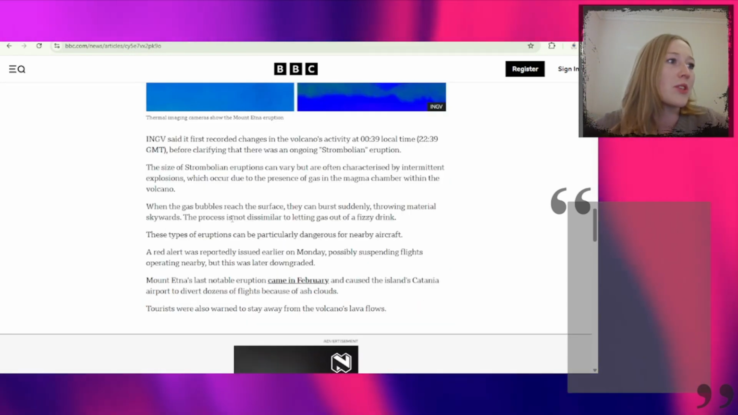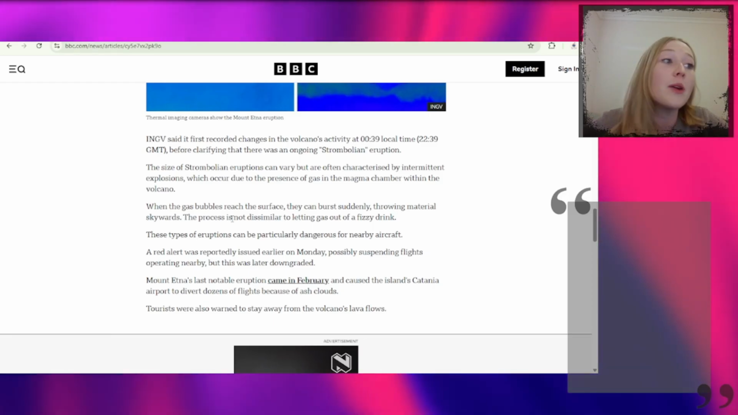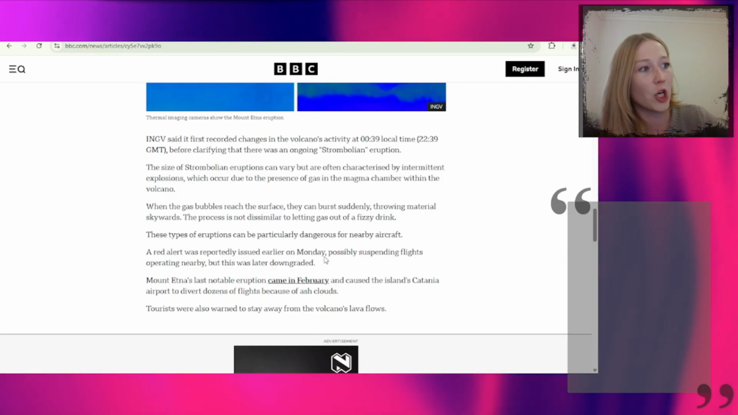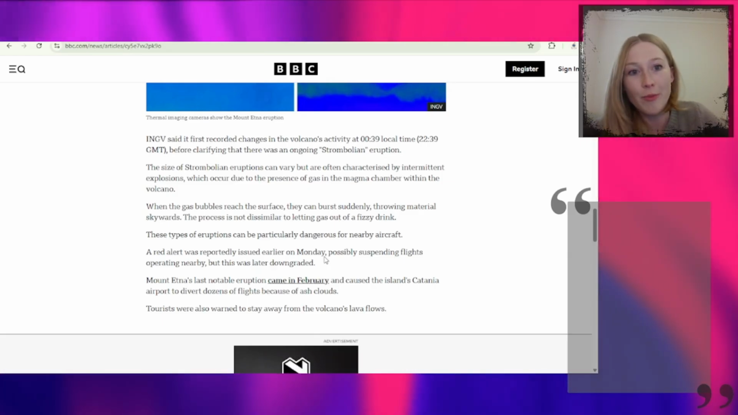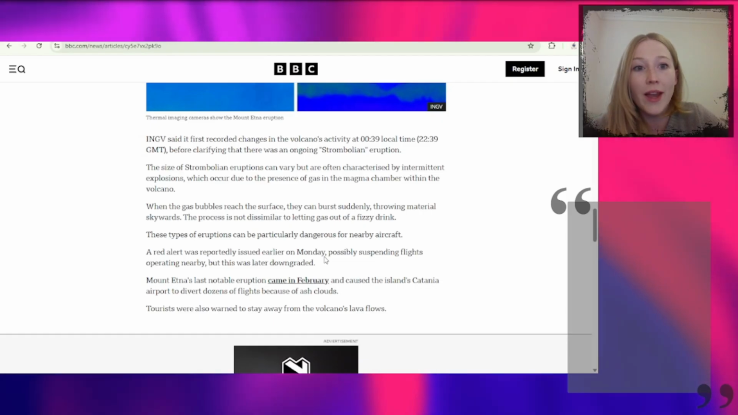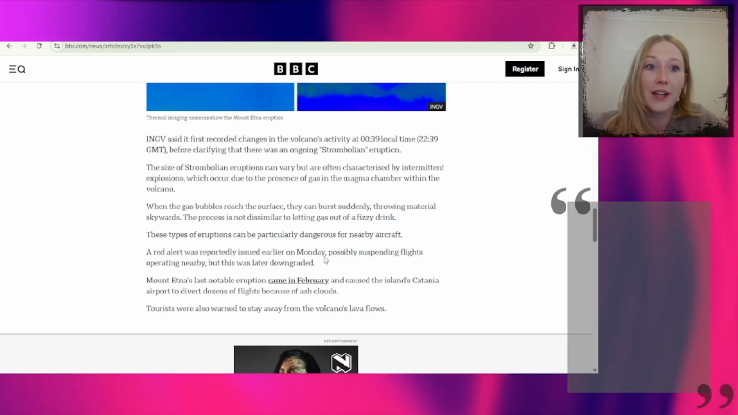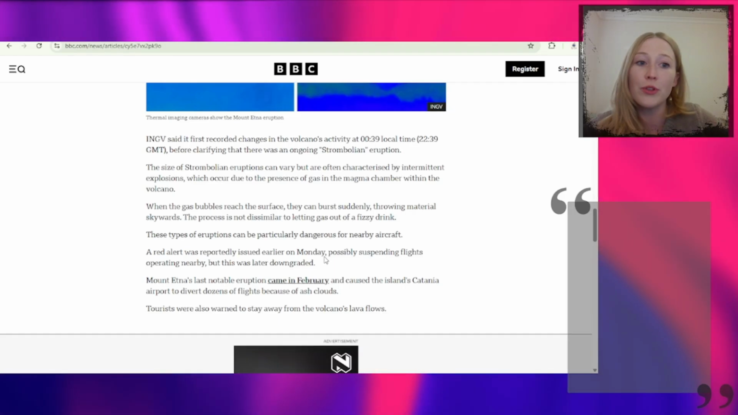When the gas bubbles reach the surface, they can burst suddenly, throwing material skywards. Well, it makes sense. So you've got all of these gases that are bubbling up inside the magma chamber and inside the volcano, and it slowly builds up with pressure until it is finally released, until it finds a weak point and it bursts through there.